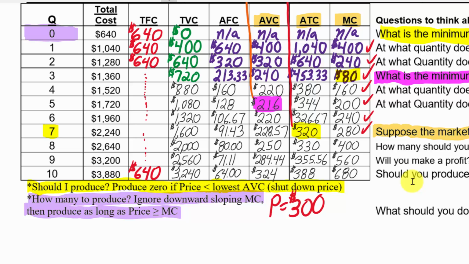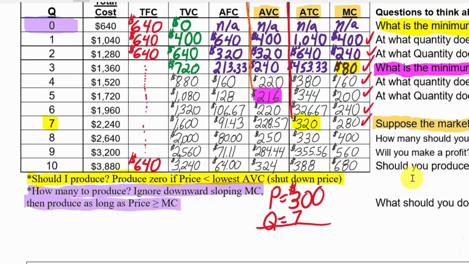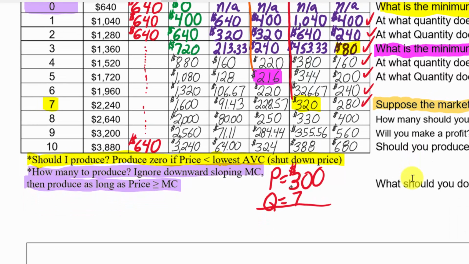So what this is suggesting is if the market price, which we have no control over, was $300, then we should stop at the 7th unit and not produce the 8th unit. So Q equals 7. And again, our prediction here is because that price of $300 is less than the break-even price of $320, we predict we're going to lose money here. We'll see if that's right. Total revenue, 300 times 7 would be $2,100.